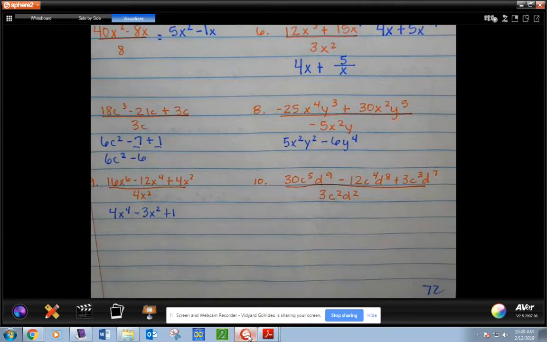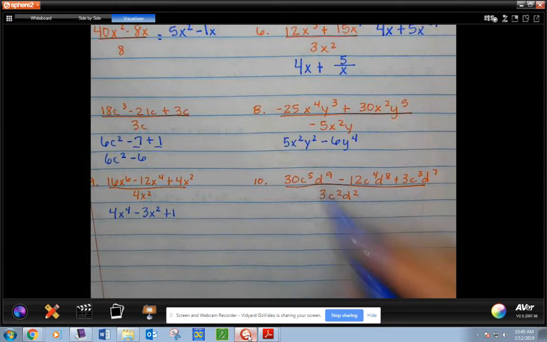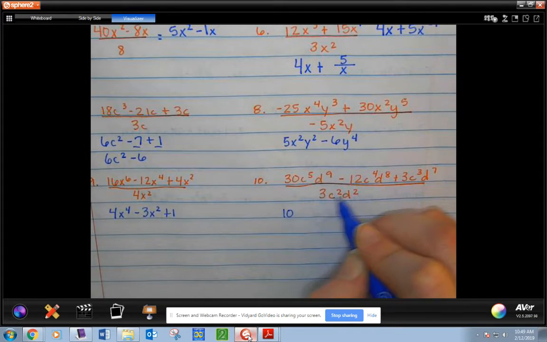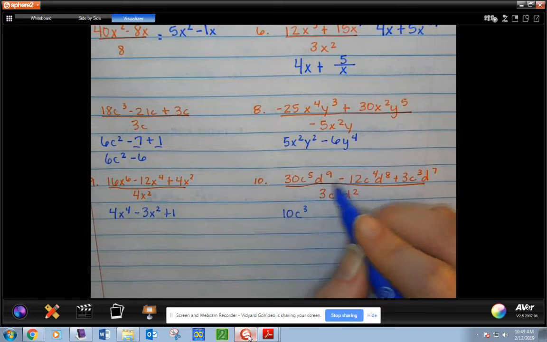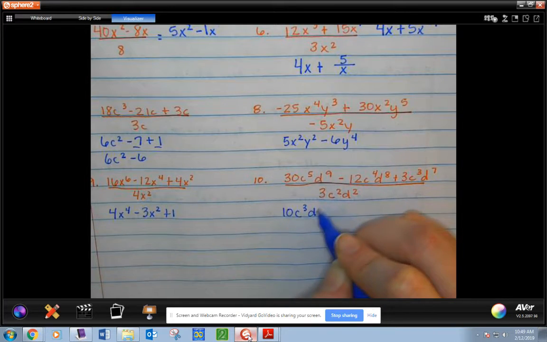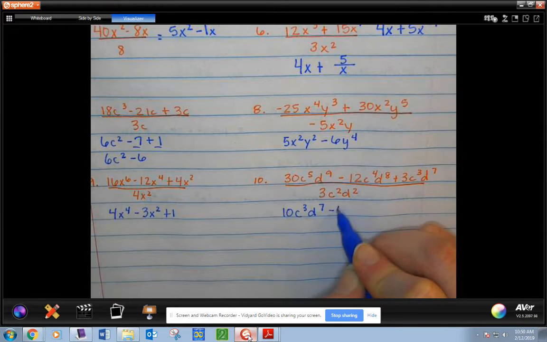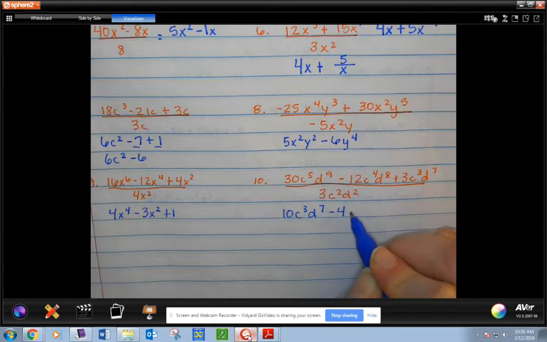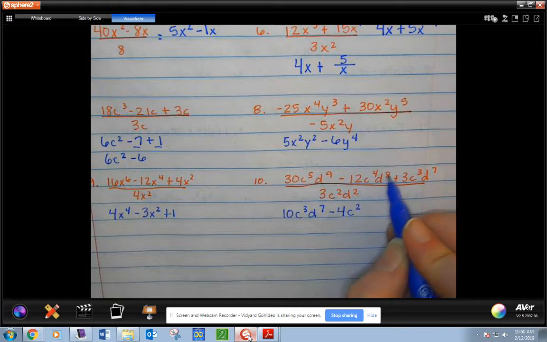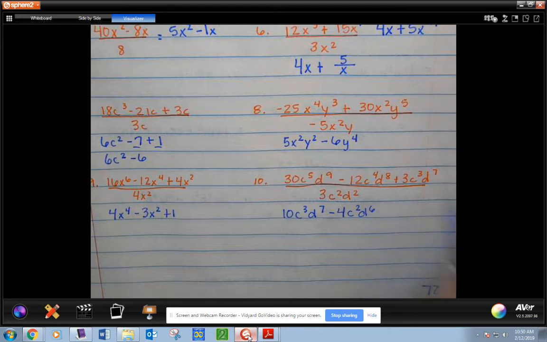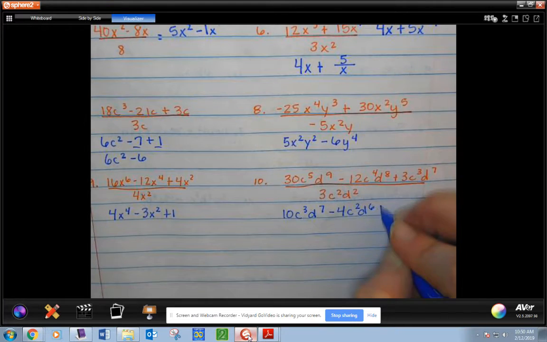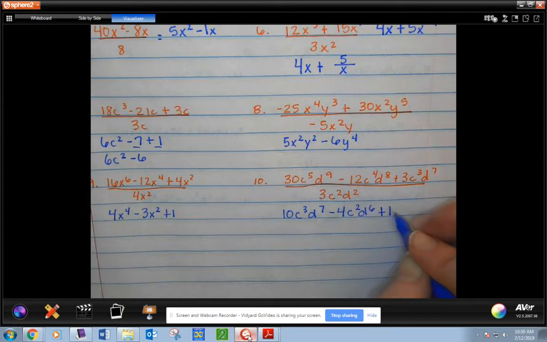My last example, I have 30 divided by 3, which is 10. C to the 5th minus C squared gives me C cubed. D to the 9th minus D squared gives me D to the 7th. Negative 12 divided by 3 is negative 4. C to the 4th minus C squared gives me C squared. D to the 8th minus D squared gives me D to the 6th. 3 divided by 3, this will give me a 1. C cubed minus C squared gives me C. D to the 7th minus D squared gives me D to the 5th.